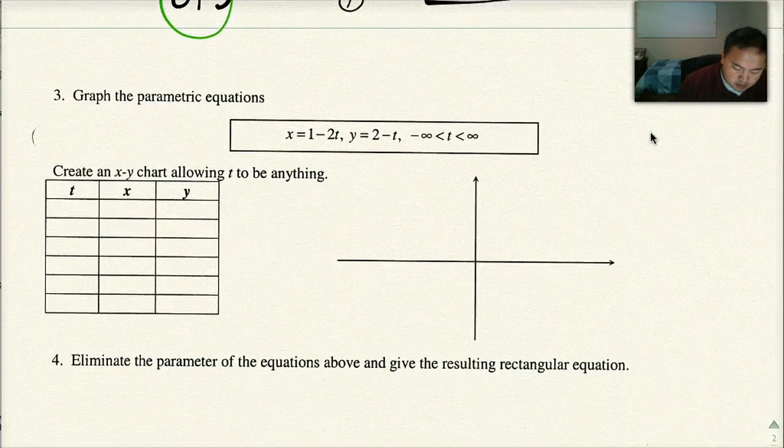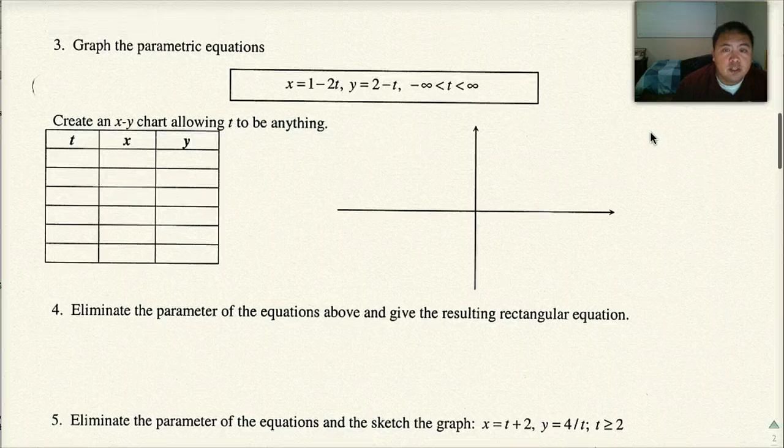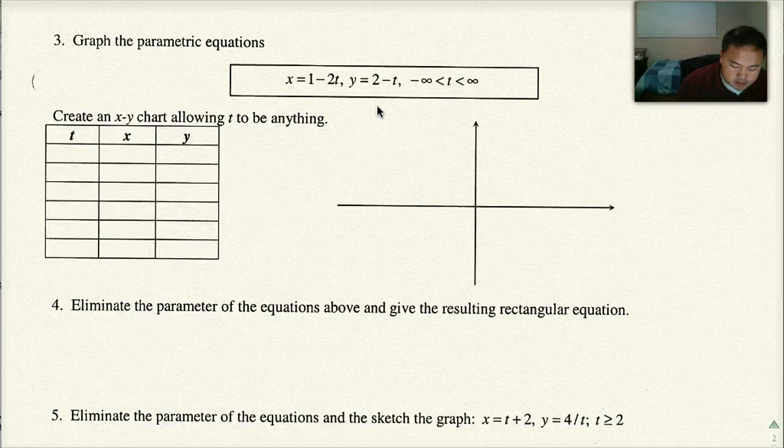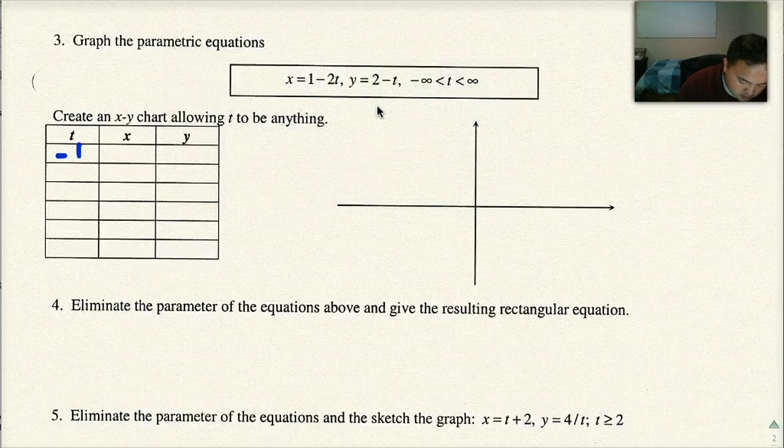Now, let's do the same thing on one more example where we graph and eliminate the parameters. In this one, they give us x equals 1 minus 2t, y equals 2 minus t, and a parameter interval of everything, negative infinity to infinity. It says create an x and y chart allowing t to be anything. So really you could just choose whatever you want. To make it simple, for this video, I'm going to do -1, 0, and 1, because we just want to get through the example and you'll understand what we're trying to do.